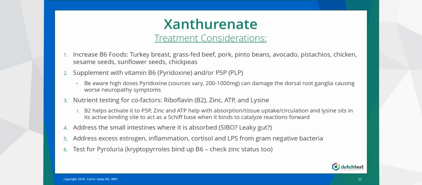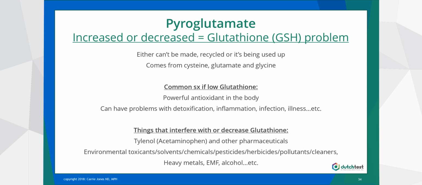You can check the small intestines, do things like SIBO testing, or if you suspect they have leaky gut, they're eating foods that are causing inflammation. B6 is absorbed passively. It just sort of ekes its way across. But if there's a lot of inflammation, intestinal upset, then it may just get pushed forward and not get absorbed at all. Of course, you can address the excess estrogen, the inflammation, the cortisol. You can address their LPS, and you can test them for pyroluria, which is a different test. But in pyroluria, those cryptopyrroles bind up B6. So make sure you check their zinc status too, because zinc is pretty involved here as well.